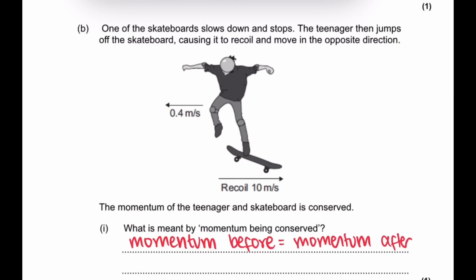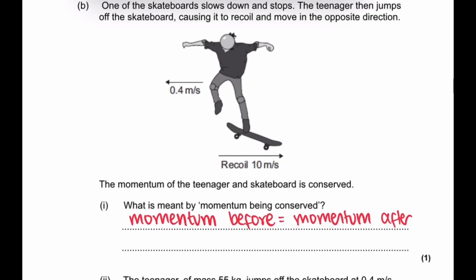One of the skateboards slows down and stops. The teenager then jumps off the skateboard, causing it to recoil and move in the opposite direction. What is meant by the momentum being conserved? Well, what we can say here is that the momentum before is equal to the momentum after. These are really easy marks that you can gain, so make sure to know that this is the rule. Momentum before is the momentum after.